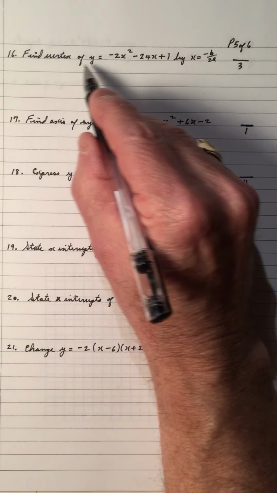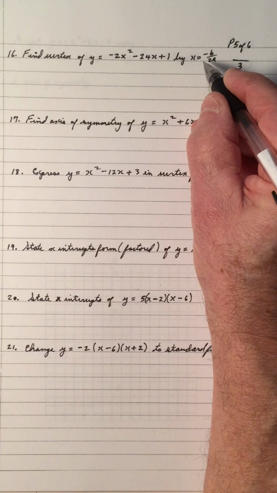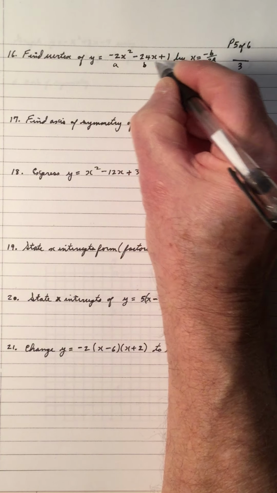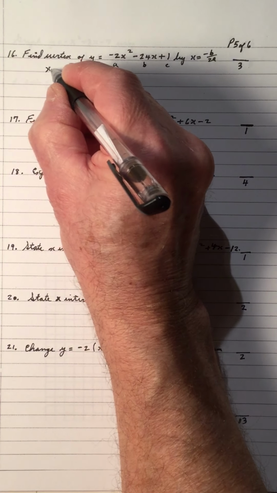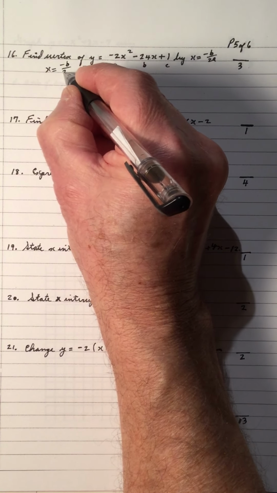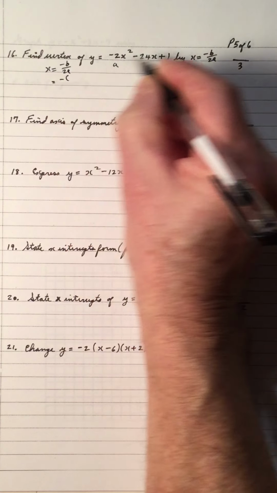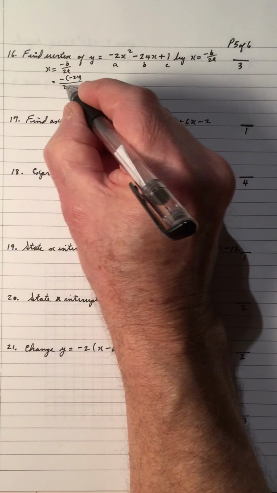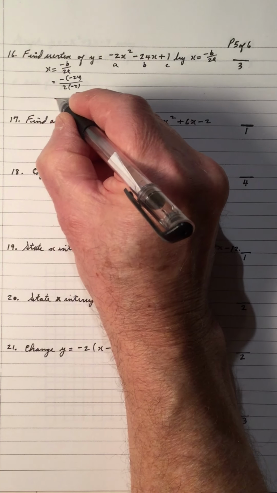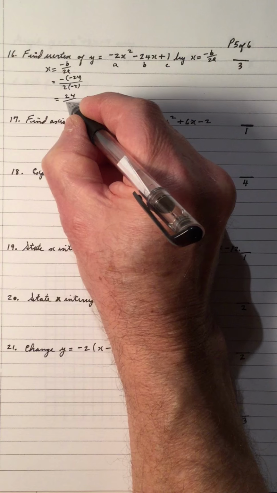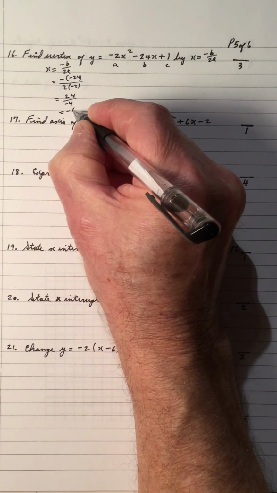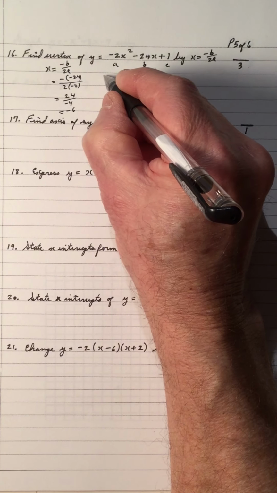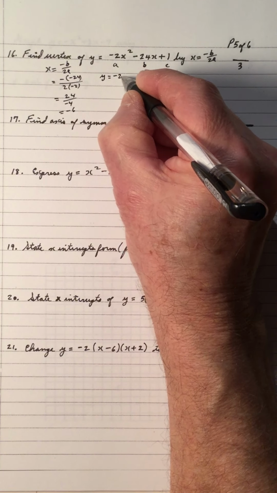Find the vertex of this parabola in standard form using -b over 2a. a is -2, b is -24, c is 1. x equals -b over 2a. b is -24. 2 times a is -2. 24 over -4. So I have a -6. And we sub the -6 into the equation.